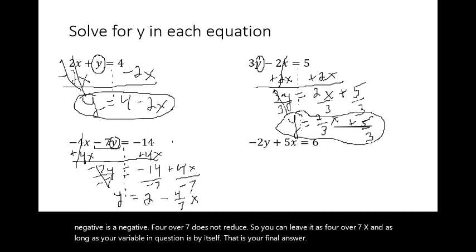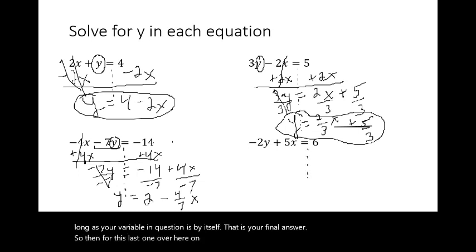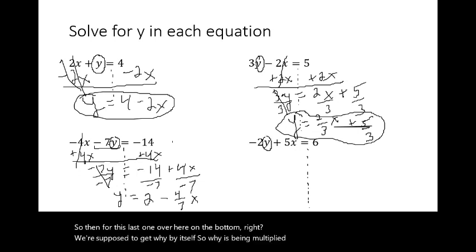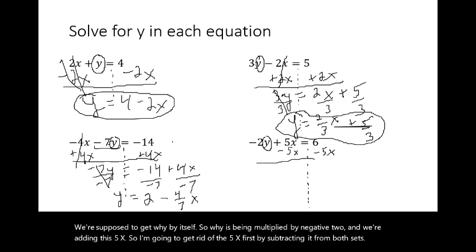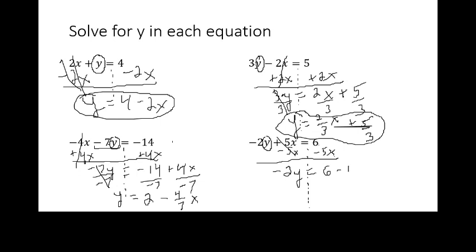So then for this last one over here on the bottom right, we're supposed to get y by itself, so y is being multiplied by negative 2, and we are adding this 5x. So I'm going to get rid of the 5x first by subtracting it from both sides. So 5x minus 5x cancels each other out, leaving you with negative 2y equals, now over here on the right, 6 and minus 5x are unlike terms, so we are going to leave it as 6 minus 5x.